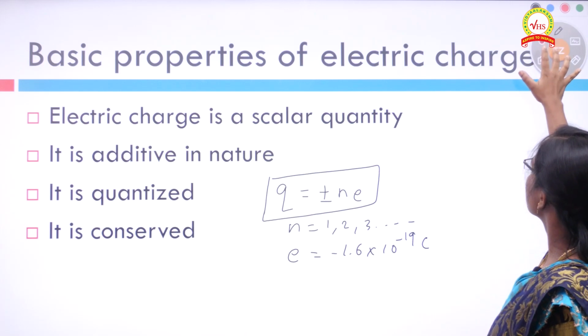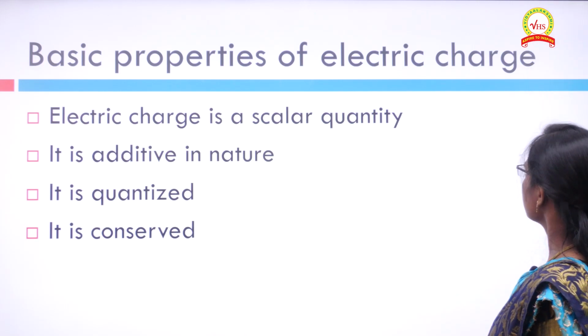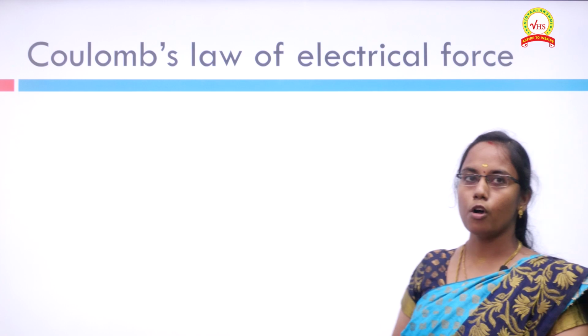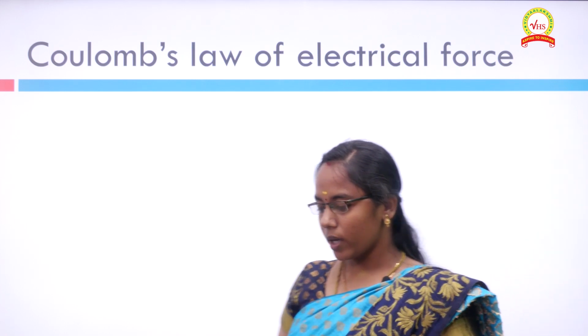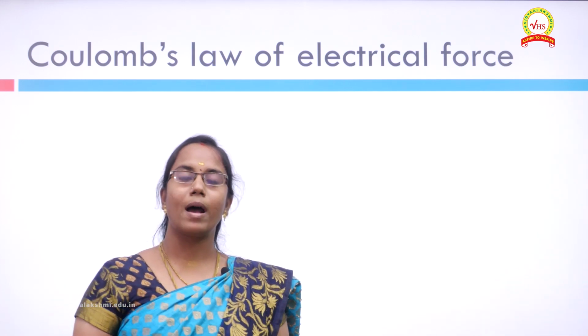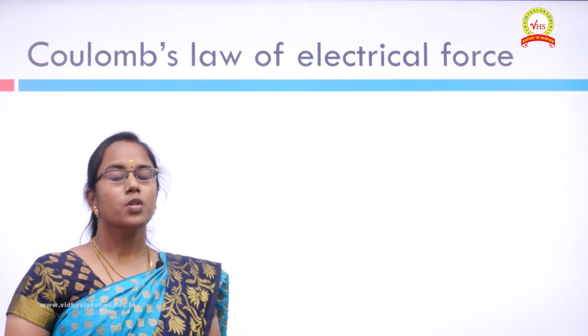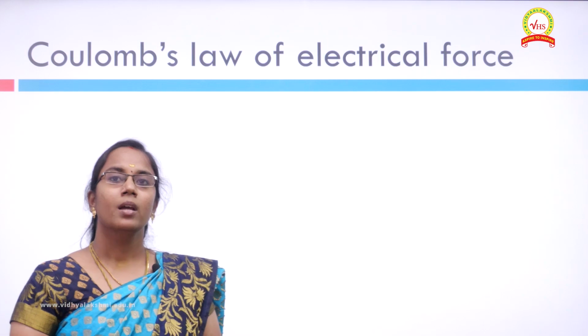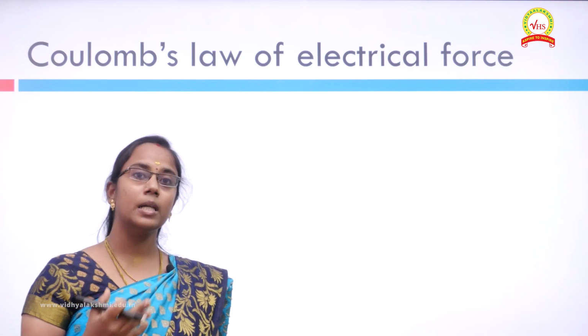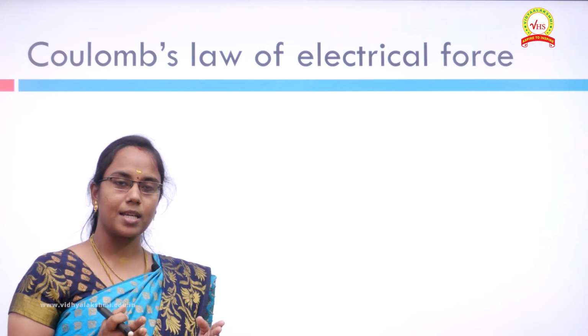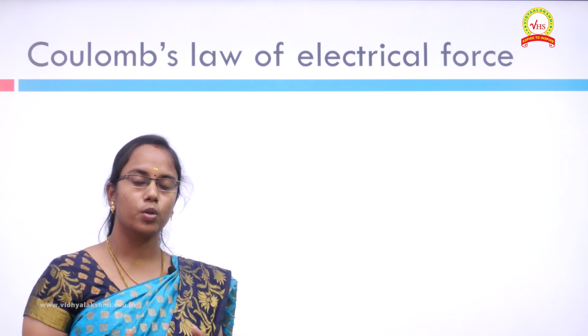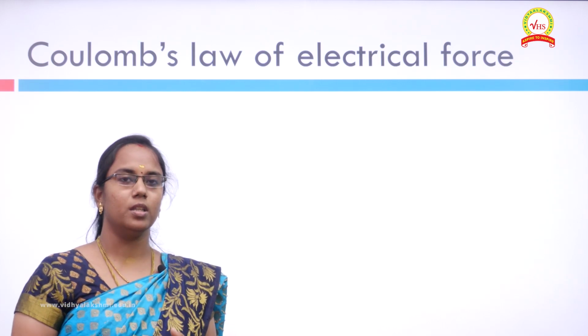The next topic that we will see is Coulomb's law of electrical force. Coulomb is a scientist who gave the relation between charges and electrostatic force. His statement goes this way: the electrostatic force is directly proportional to the product of the charges and inversely proportional to the square of the distance between them.